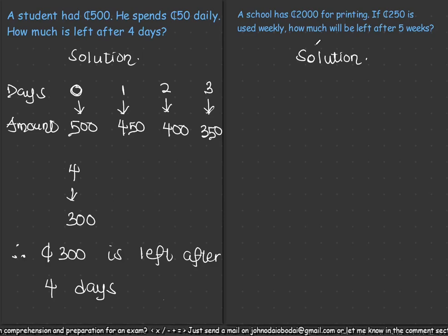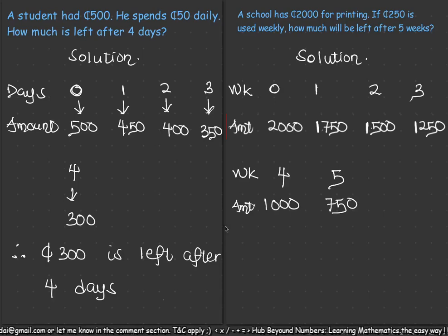It is just the same as we have done so far. So you can pause the video at this moment, try on your own, and then you come so that we do it together. Now, if you're able to do it and you had something like this, then you are on the right path. So first of all, we look at the week number and then the amount that will be left after each week. The initial week number is what? 0. And the amount the school has is 2,000 cedis. And since this amount they are spending, it means the money is going to reduce. Hence, we are skip counting backwards.